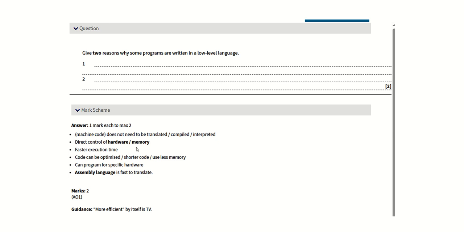Direct control of hardware / memory, faster execution time, code can use less memory, code can program for specific hardware. That's a strange one, I don't know. Yeah, so difficult question actually.